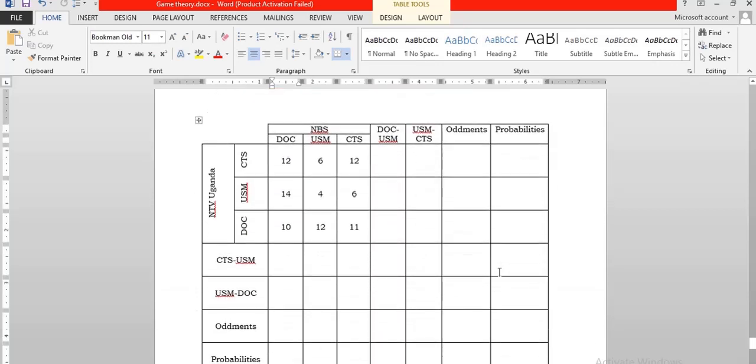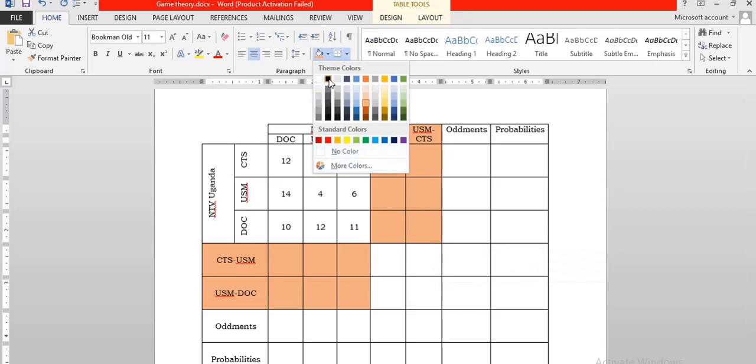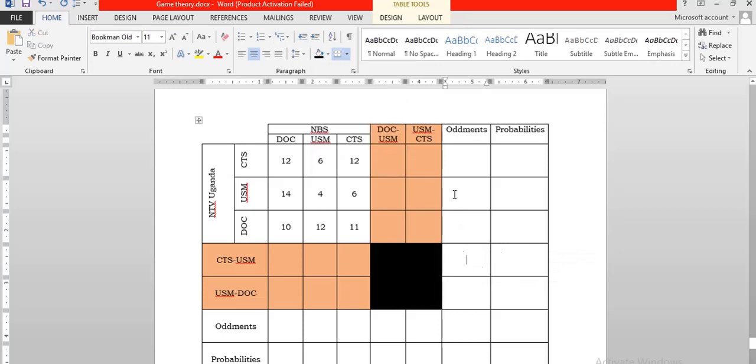So the first step we're going to do is to look at the differences between the columns. I'm going to look at doc minus USM. The answer will be put here. I'll shade this area to show where the answers are going to be. Also, the next column will be USM minus CTS, which I'll also shade here to show where those answers will go. Then we shall go to the rows and subtract them row by row. Again, we shall put the answers there. The same second subtraction shall be there, and we shall also put the answers there. Then these boxes shall have nothing, so I'm going to put them as black. So we shall have that particular position.